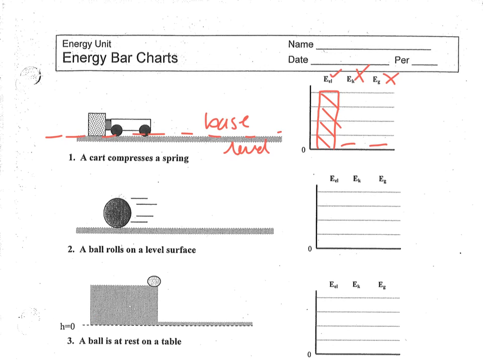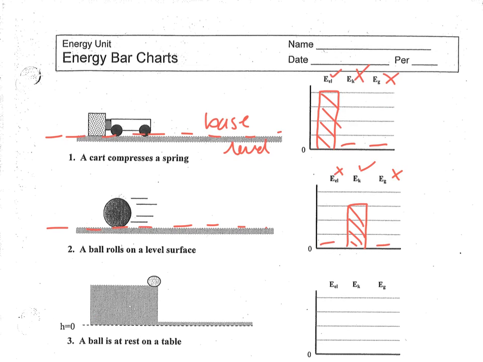Next, we have a ball rolling on a level surface, so number 2. Is there a stretched or compressed spring? No. Is it moving? Yes. Is it above the base level? Again, if we set this as the base level, no. So a dash for EEL, a dash for EG. All of the energy here is kinetic. And again, it does not matter how high I'm going with the bar.